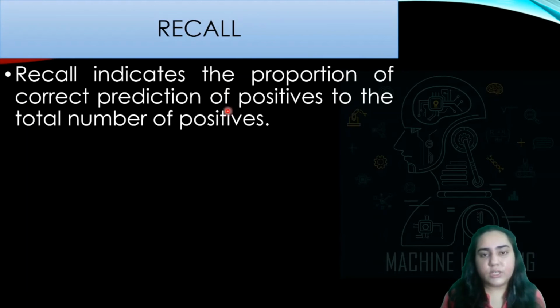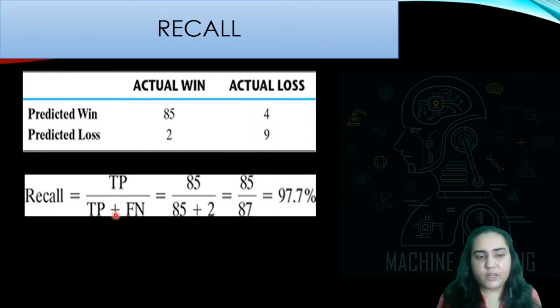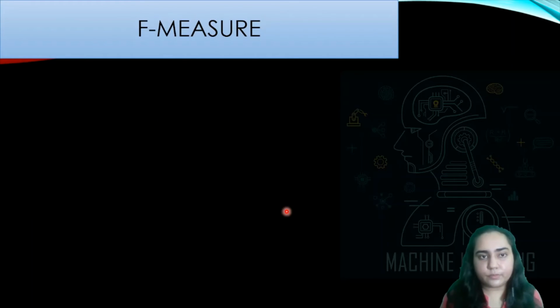Next, we have recall, which indicates the proportion of correct prediction of positives to the total number of positives. So a sort of a ratio or proportion of correct prediction of positives to total number of positives. If you consider the win-loss prediction of a cricket match, then recall would resemble what proportion of total wins were correctly predicted. So this formula is also slightly different than what we saw previously. It is true positive upon true positive plus false negative. If you put all these values inside, you will be getting 97.7%. So that is the value of recall.